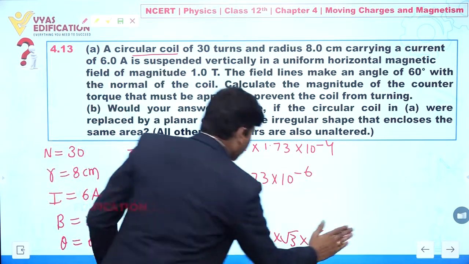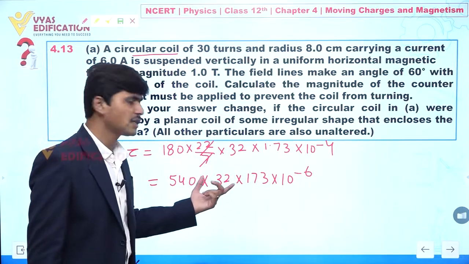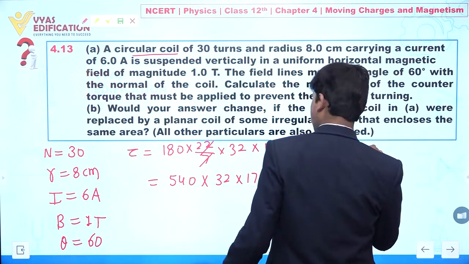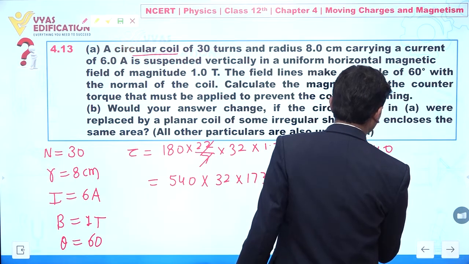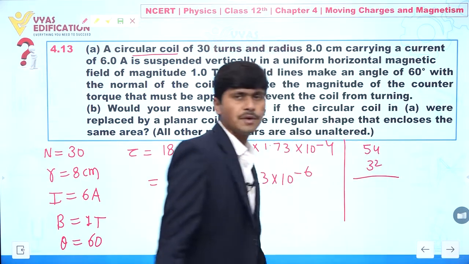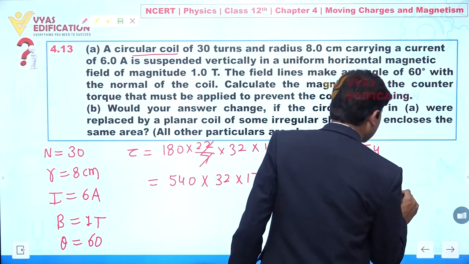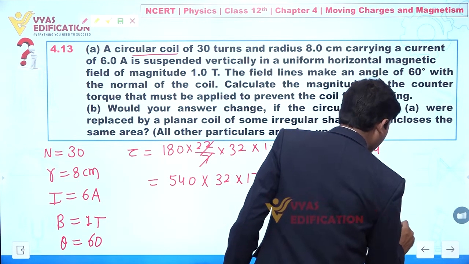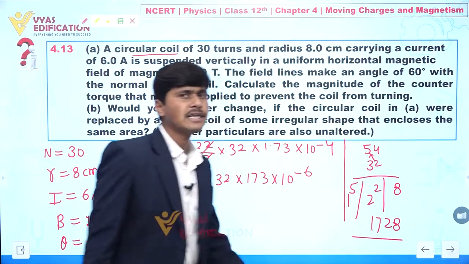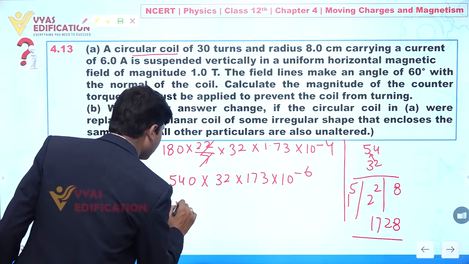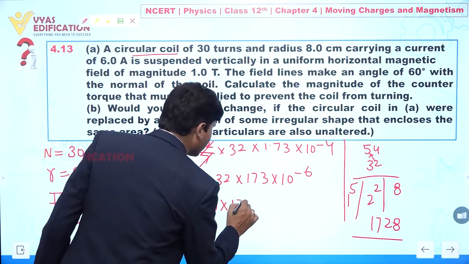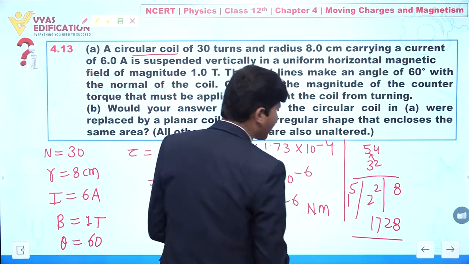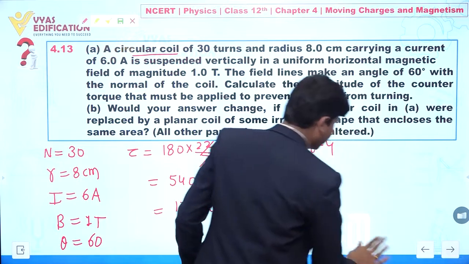Now first you can multiply 540 with 32, or you can multiply 173 with 540. First I am multiplying 540 with 32, so you can multiply just 54 with 32. That gives 8, then 10 and 12 making 22, and 15. So 8, 2, 7, 1, that is 1728. So we have 17280, multiplied by 173 into 10 to the power minus 6. The value you will get is in Newton meter because this is a torque.